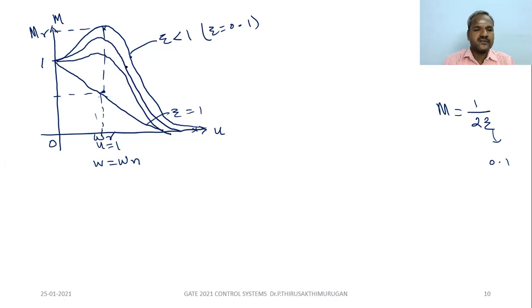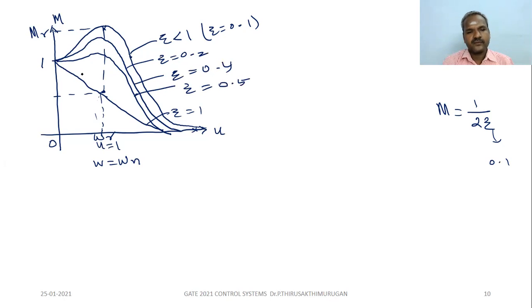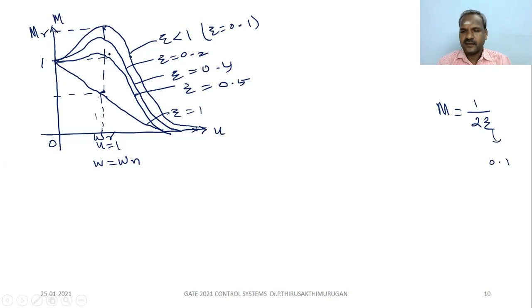These are various values of zeta: say zeta equal to 0.2, 0.3, 0.4, and zeta equal to 0.5, etc. When zeta equals 0.5, this becomes 1. So the magnitude becomes 1 when zeta is 0.5, since 2 into 0.5 is 1, and 1 by 1 is 1. So this is the magnitude plot of the standard second order system.